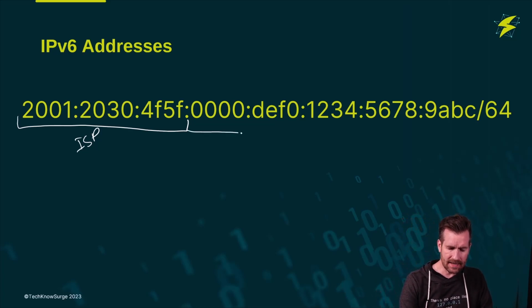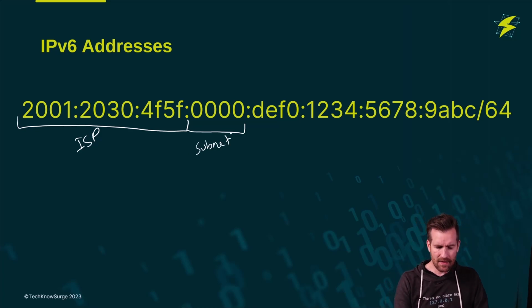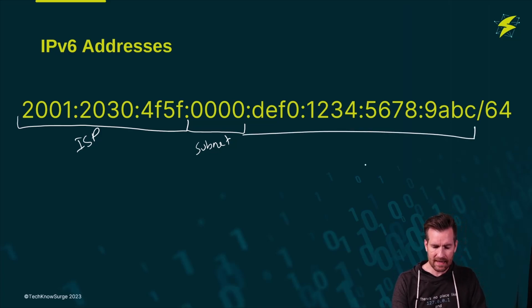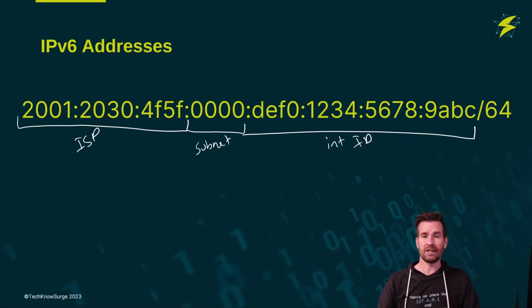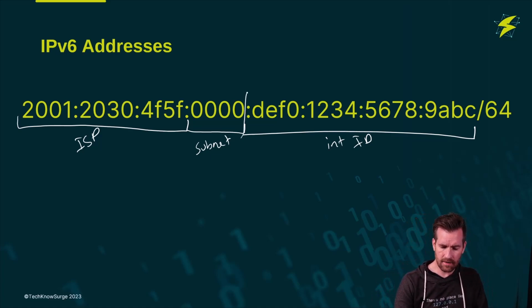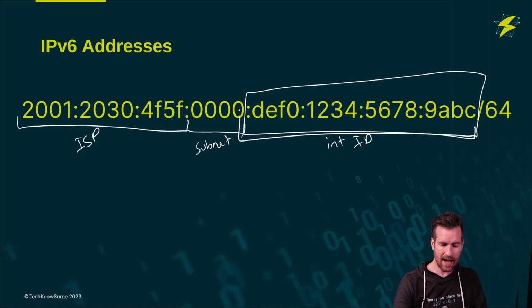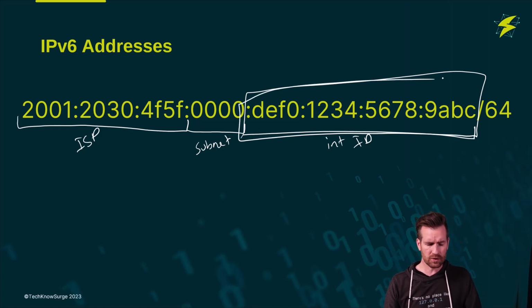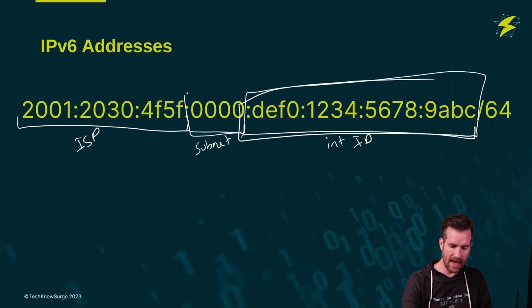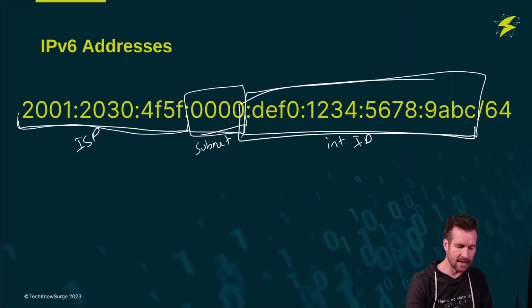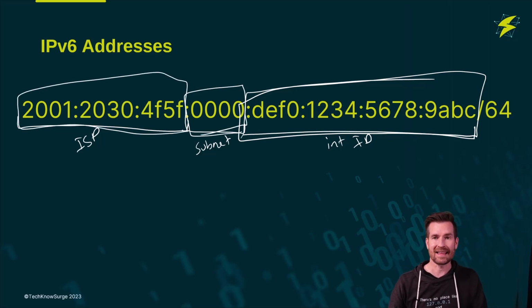Then we have this second section right here, which is the subnet identifier. So this identifies the subnet. And then the last portion of this is the interface ID. So this defines the actual interface or the actual node that's on your network. And so these are the host portion. So if we're talking IPv4 language, this is the host portion, and this is what we have to subnet, and then this is what's given to us from the ISP.